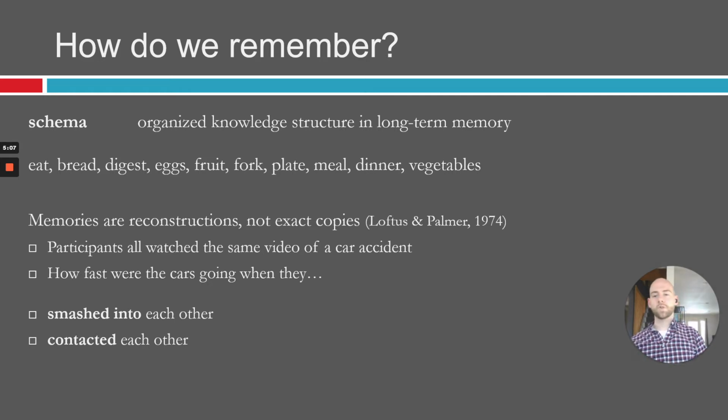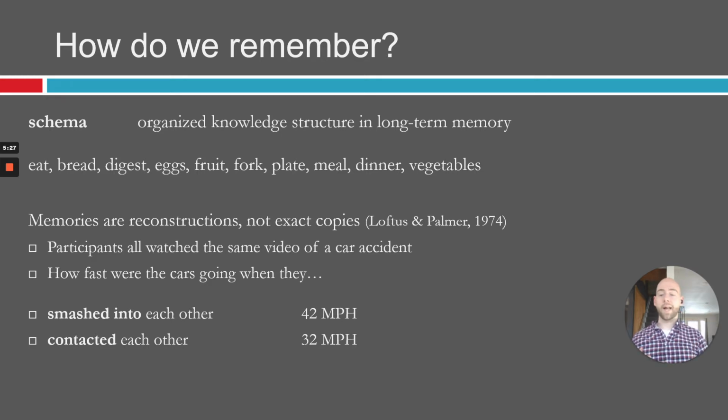Or how fast were the cars going when they contacted each other? And had people estimate the speed at which the cars were going. They just answered that question. And there was a sizable difference there: people reliably estimated the cars were going faster when they used framing of the question that suggested they were going faster, even though everyone watched the same video.